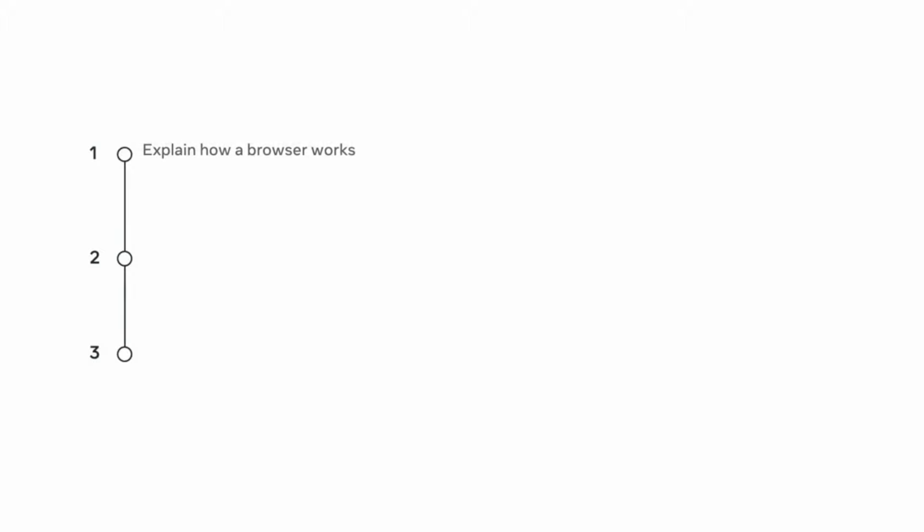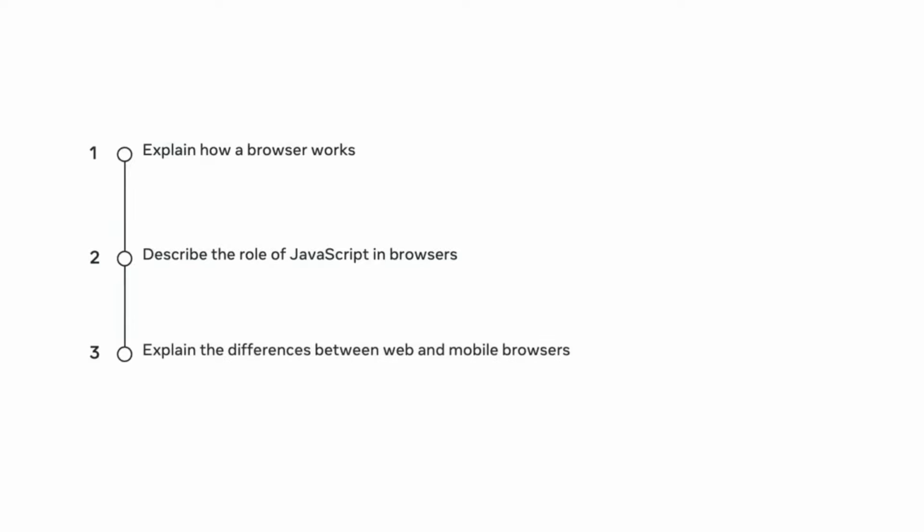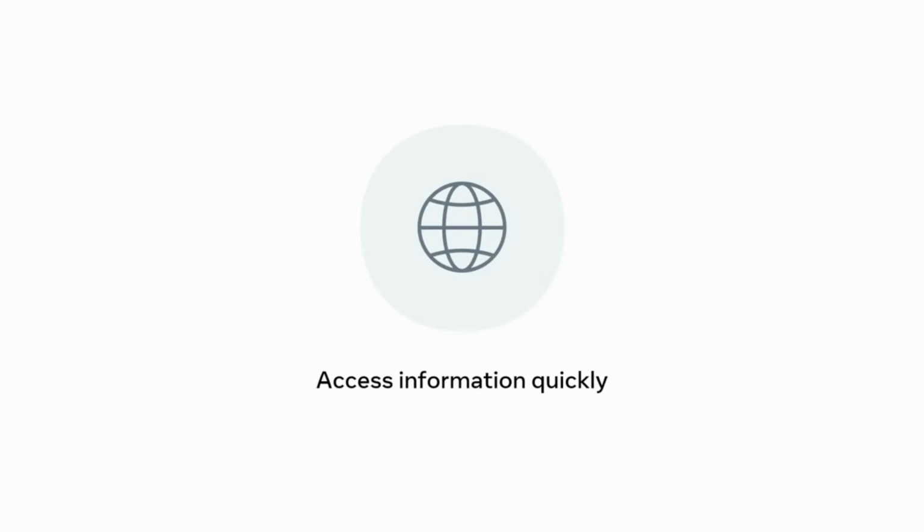In this video, you will learn how web browsers give you access to content on the web. You'll also learn about the role that JavaScript plays in that and the differences between web browsers and mobile browsers. The internet has provided the means to access information and resources in the shortest possible time. By using a browser on a smartphone or computer, you can access websites from any part of the world in seconds. So, what makes this all possible? Let's explore and find out.